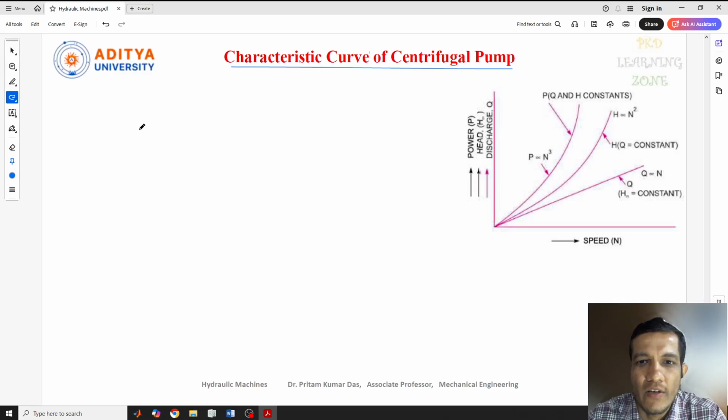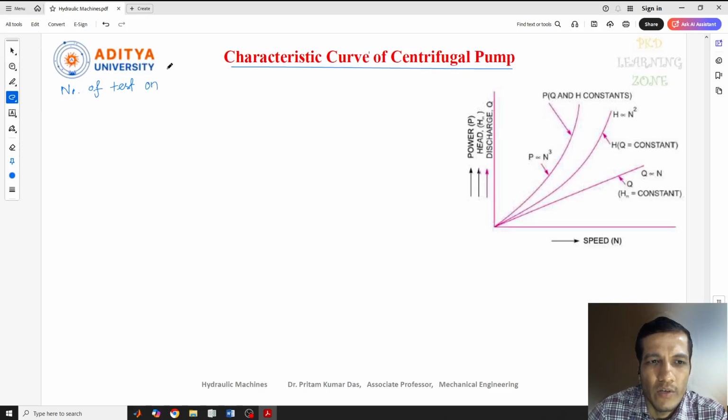So the characteristic curves of a centrifugal pump are plotted by conducting a number of tests on the centrifugal pump. That means a number of runs or experiments will be conducted on the pump, and from those results, we can plot this kind of graphs or curves.